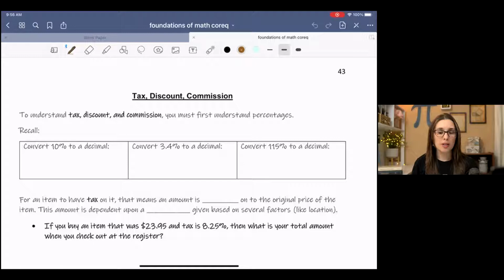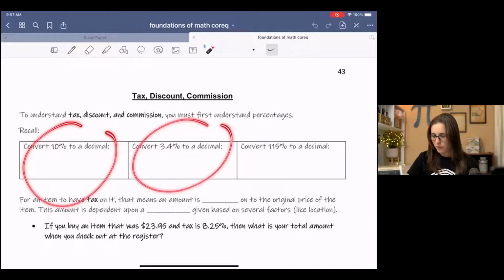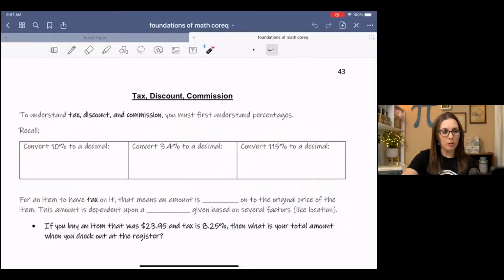So before we can set up these word problems, it's helpful to convert percentages to decimal form, so that if you're doing it by hand or plugging it into a scientific calculator, you're plugging in the correct thing. So go ahead and pause the video and try these first three up here, converting them to decimal form, and then come back and check.